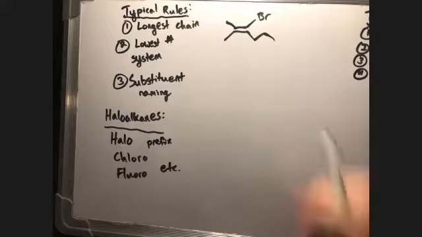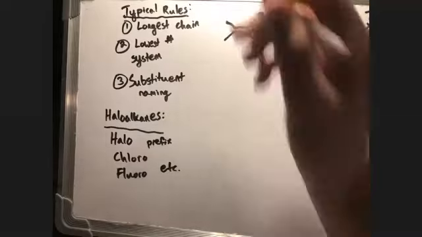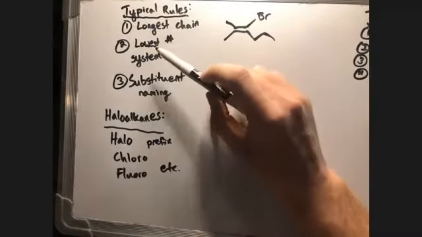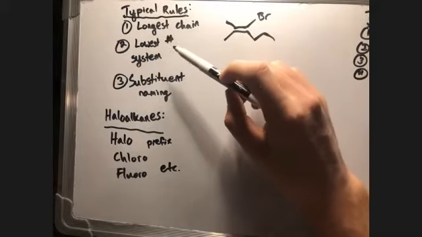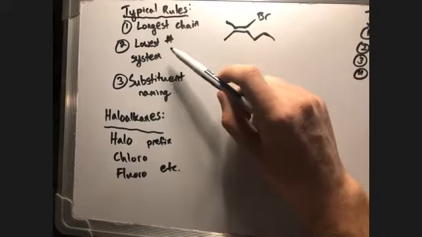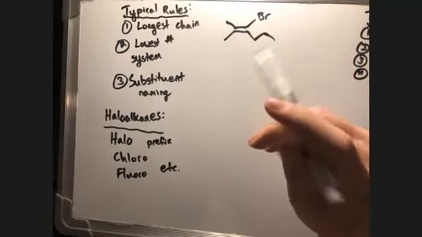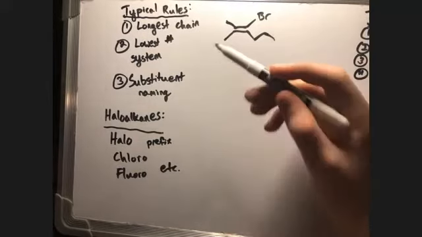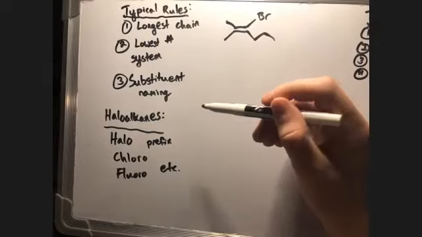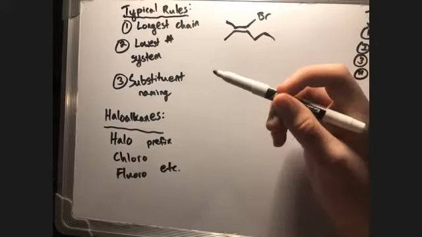Okay, there we go. So the first rule, most important rule, is identifying the correct longest chain. Then the lowest numbering system. The lowest numbering system may be different depending on the functional group. If you have a functional group, it needs to get the lowest number. If there aren't any functional groups, then it's simply the substituent that gets the lowest number. And then once you do that, you're left with all the things that aren't included in the root name, in the chain that you've identified as the longest chain.